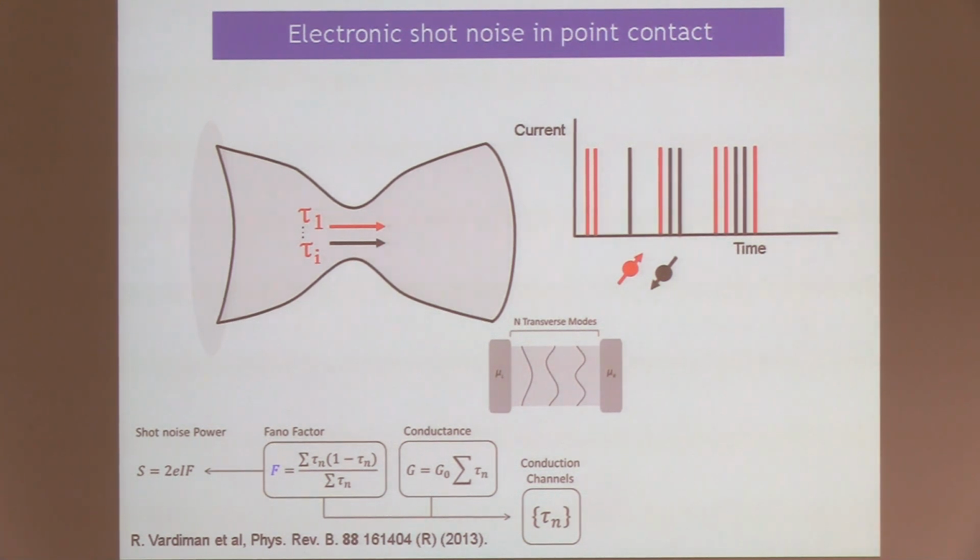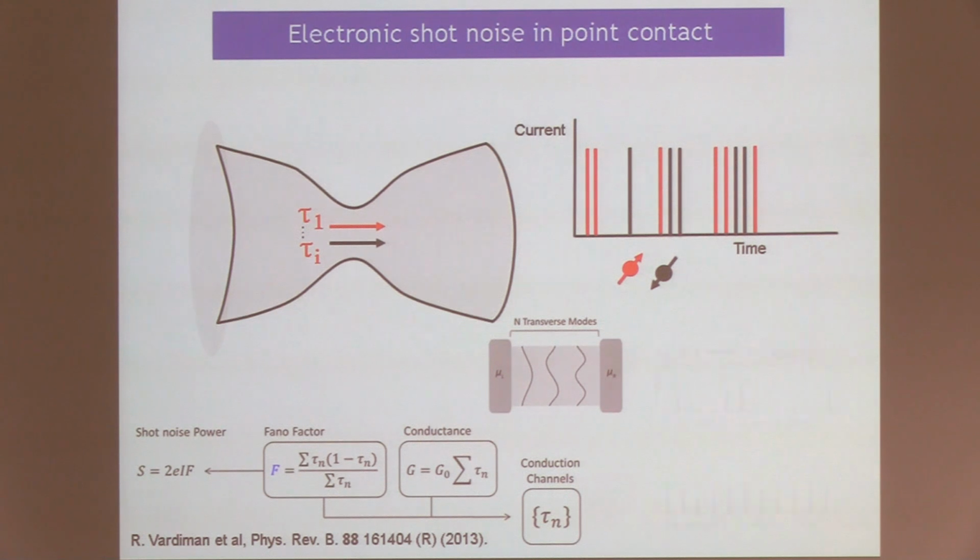Now there was a very nice work by Warren's PhD student that was published. You can look into it. Using these two equations, you can actually decompose into different transmission channels. So if you measure shot noise and the conductance, we have two equations, and using that we can actually get the transmission channels with some error bar.